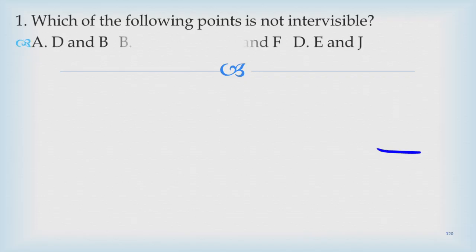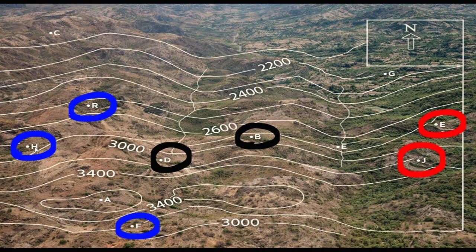A, D and B; B, H and R; C, H and F; D, E and J. H and R, H and F, D and B, E and J are these, which are the circled ones.